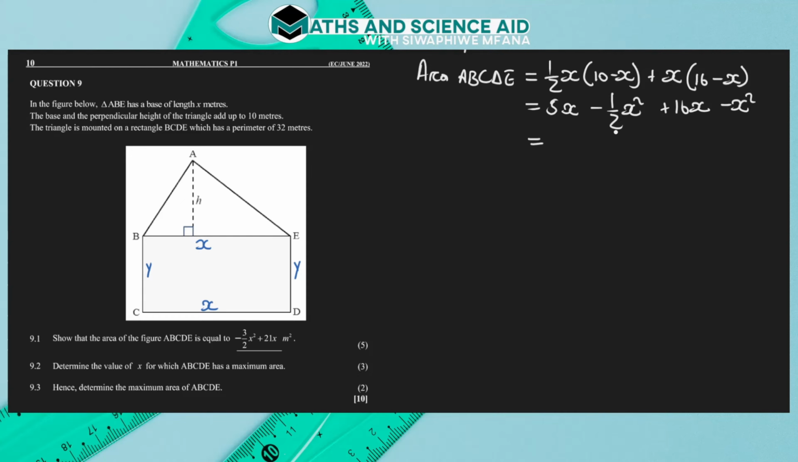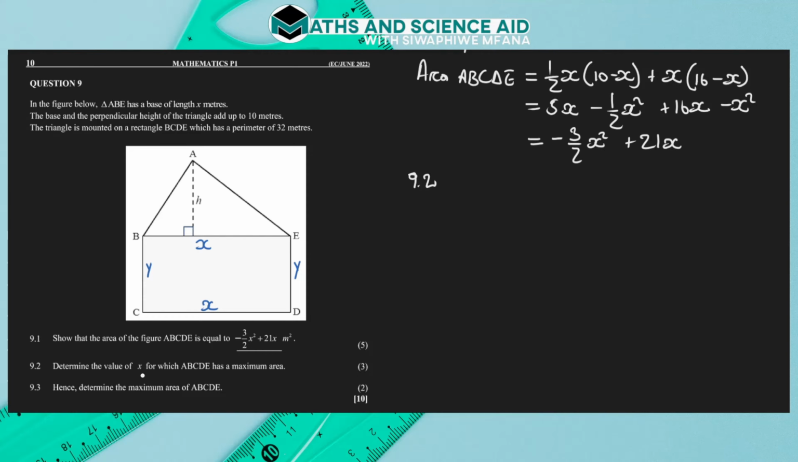So we have negative half x squared minus x squared, so that will be negative 3 over 2 x squared. And then we have 5x plus 16x, which is obviously equal to 21x. So just like that, we have exactly shown that the area for ABCDE equals negative 3 over 2 x squared plus 21x meters squared. Now let's move on to 9.2.